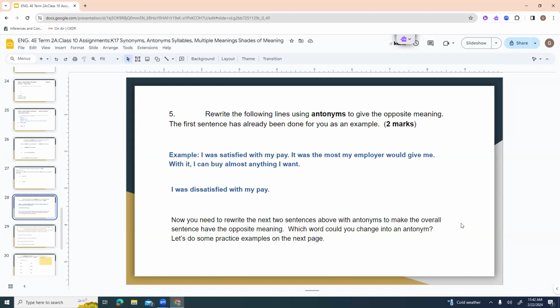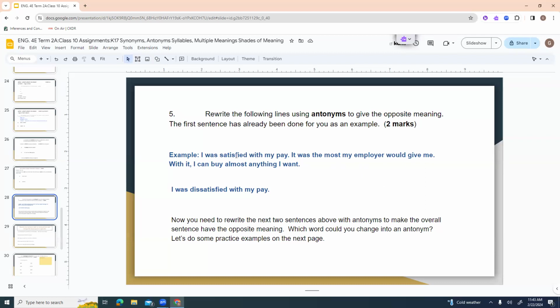Number 5, rewrite the following lines using antonyms to give the opposite meaning. And the first sentence has already been done for you as an example. So here is their little paragraph. I was satisfied with my pay. It was the most my employer would give me. With it, I can buy almost anything I want. And then they give you the example.